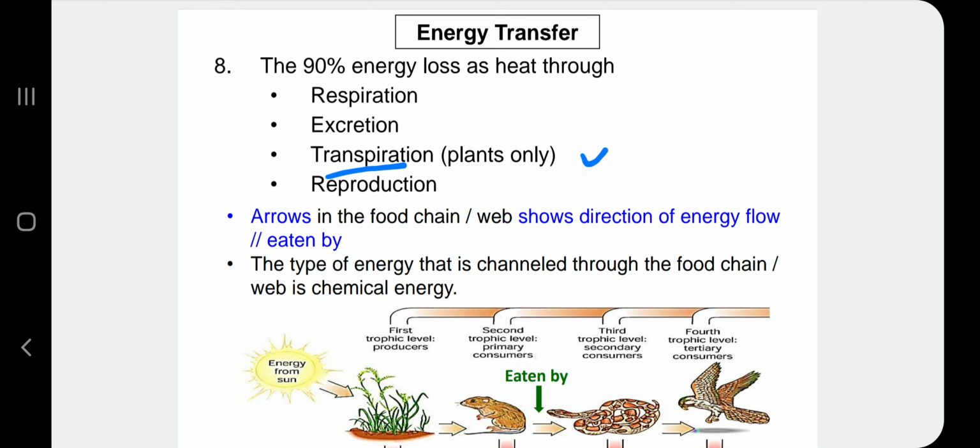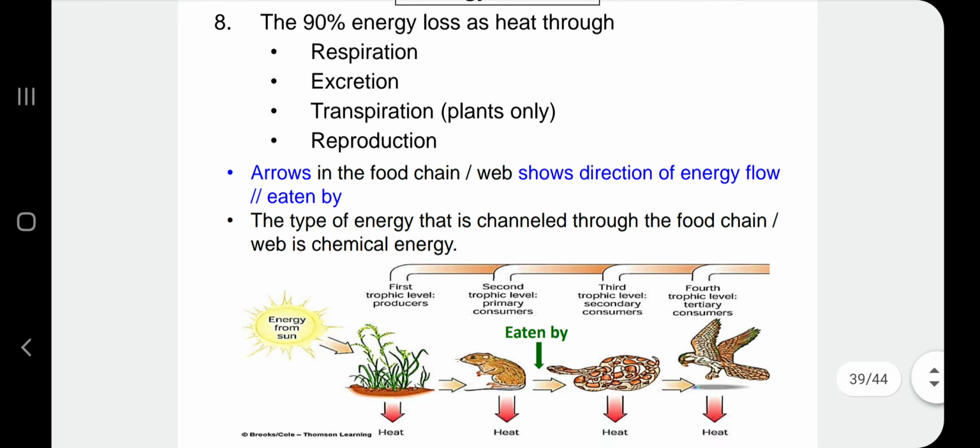Okay, so the arrow in the food chain or food web shows the direction of energy flow or eaten by. Okay, so the orange one is what I mentioned earlier. If the question asks what is meant by the arrow, you can put eaten by or direction of energy flow. Okay, and then the type of energy that is channeled through the food chain is called chemical energy.